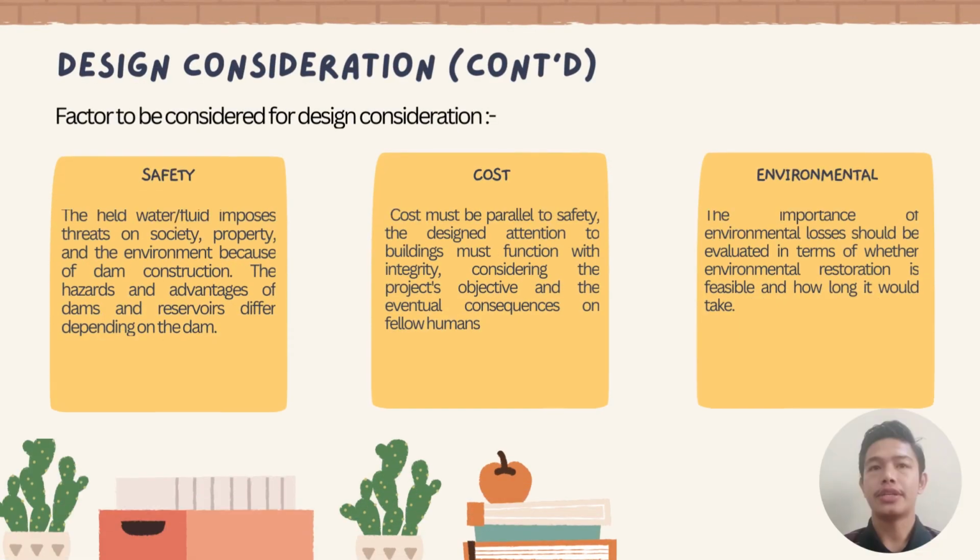Continuing with the design consideration, I have listed three factors to be considered. The first one is safety, which is the health of water fluid for the dam construction, and the threat imposed on society, property, and the environment because of dam construction. The hazard and the advantage of dam and reservoir differ depending on the dam. The second factor is cost. Cost must be parallel to safety. The design attention to the building must function with integrity, considering the project objective and the eventual consequences for fellow humans.